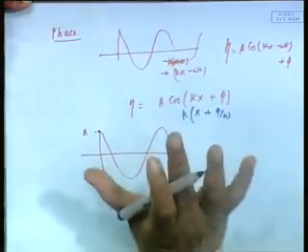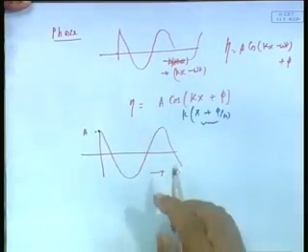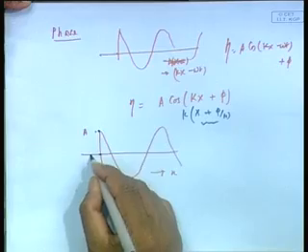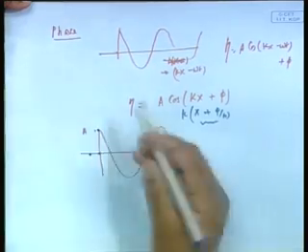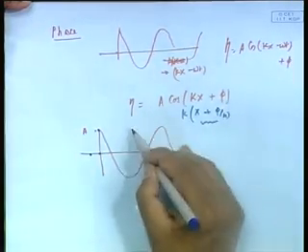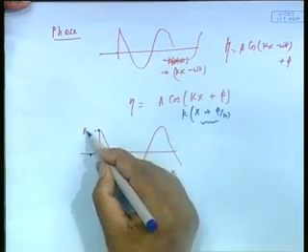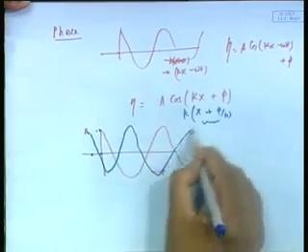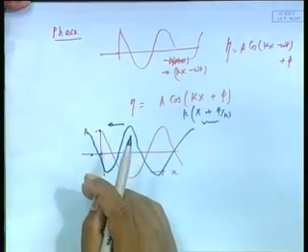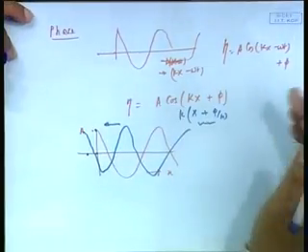Basically I am changing x to x plus phi by k, which means I am changing the origin, which means my graph would probably look like this. In this case, when x equals minus phi by k, then it is 0, because this must be 0. So, somewhere here, it gets shifted. Either way, it depends on which side you take.